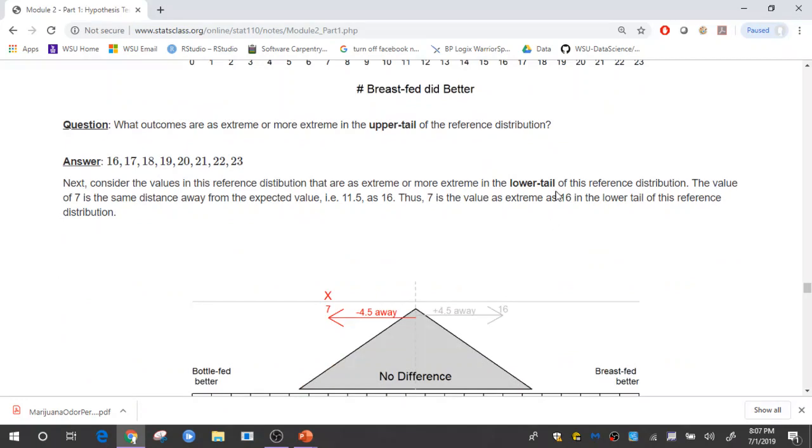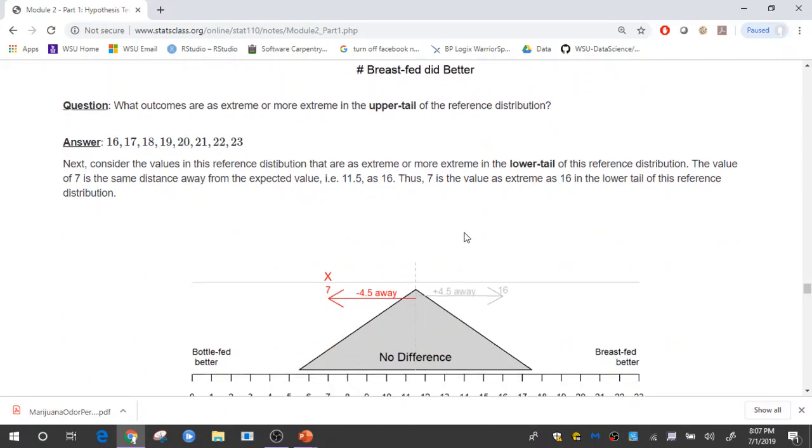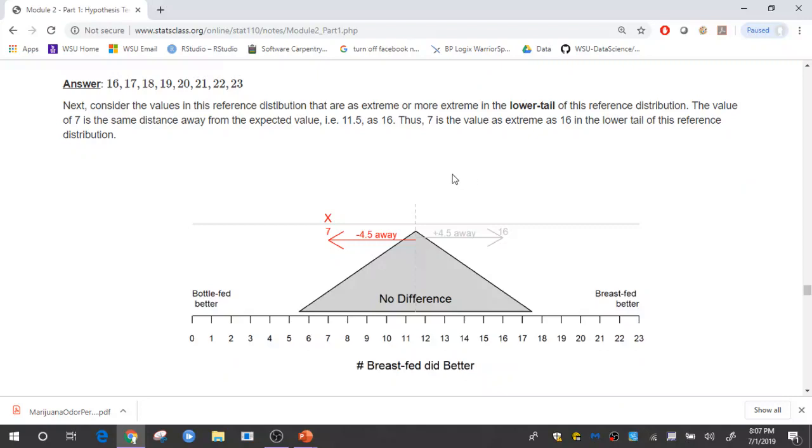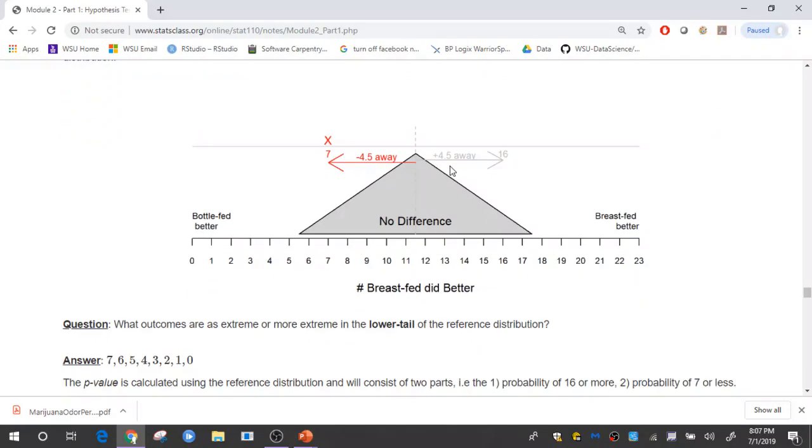How about values as extreme or more extreme in the lower tail? Well, that requires a little more thought. What I have to do initially is to figure out how far away 16 is from my expected value. So it's about 4.5 away. My expected value for this example is 11.5. 16 minus 11.5 gives me 4.5. So when I'm determining as extreme or more extreme in the lower tail, I need to go 4.5 away.